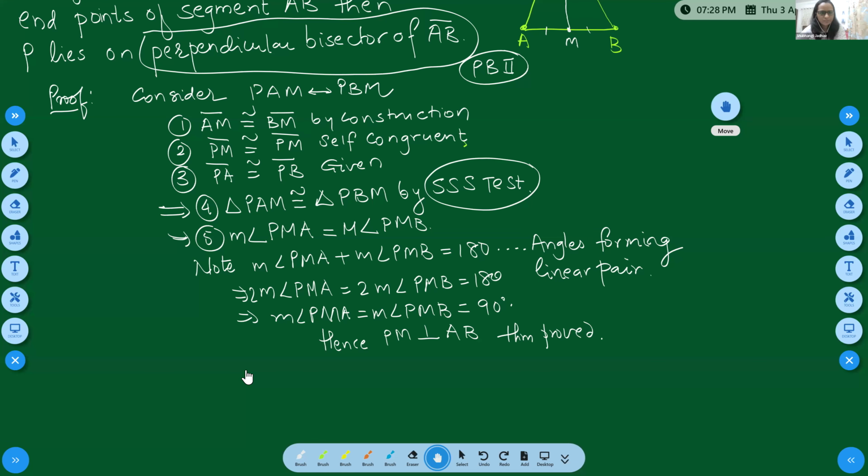We have proved that they are equal, but we have not proved that they are 90. They could be less than 90. They could be more than 90. Therefore, we have to add these 3-4 steps in this proof.